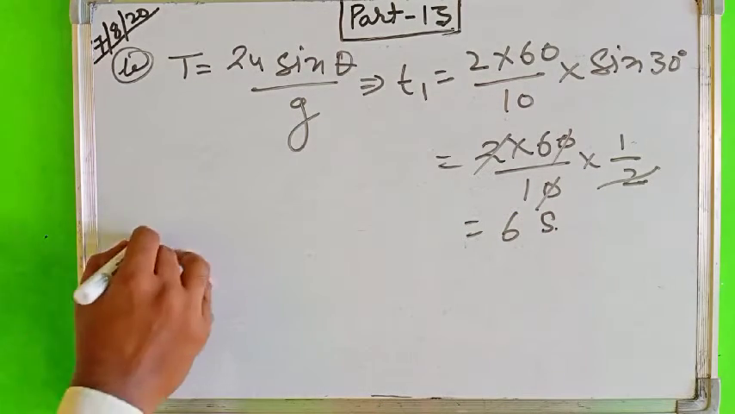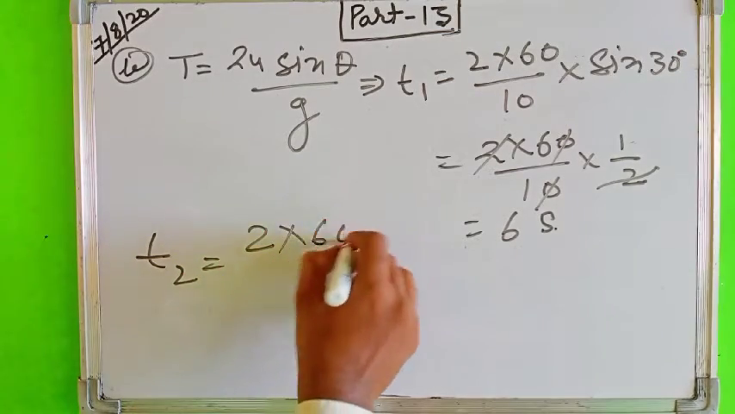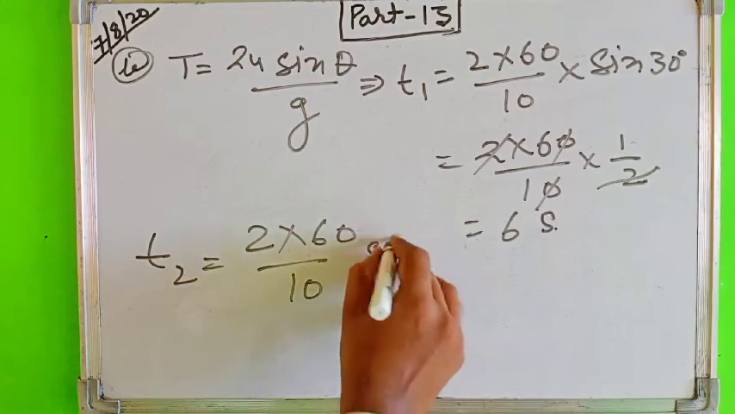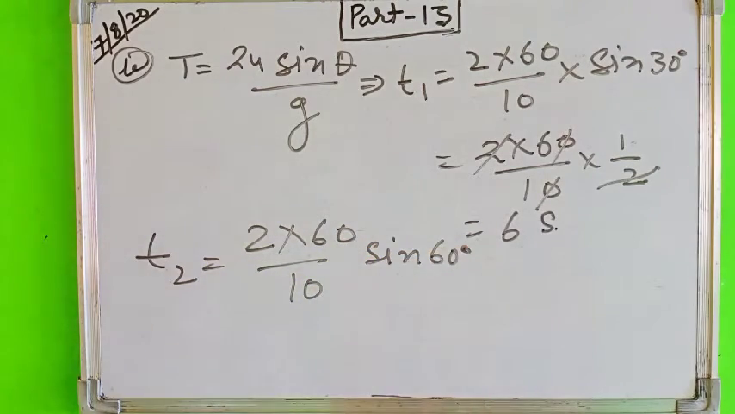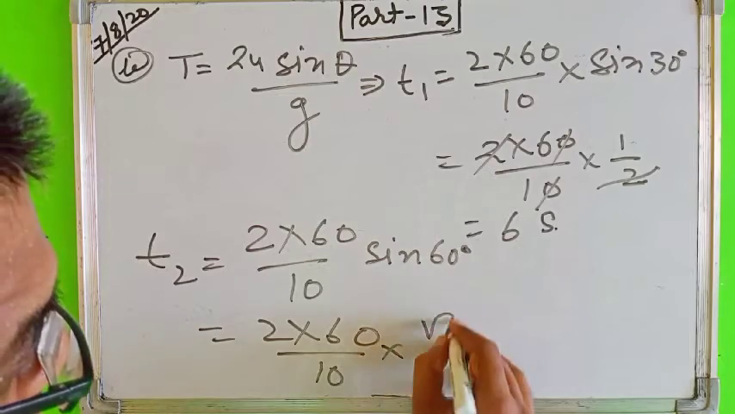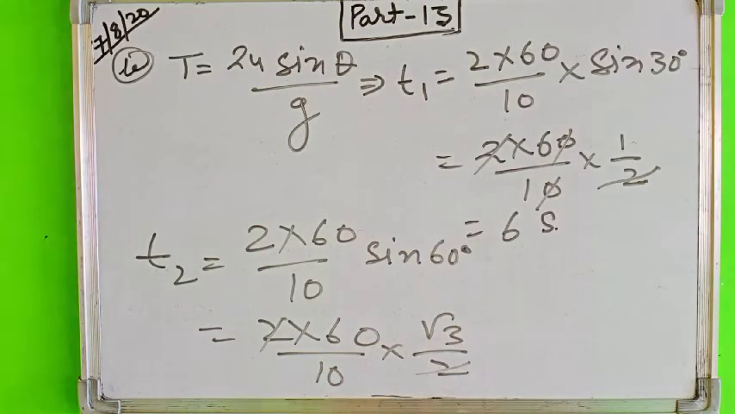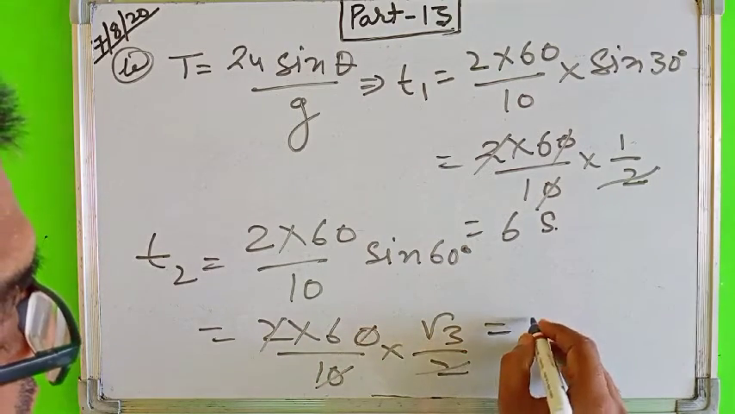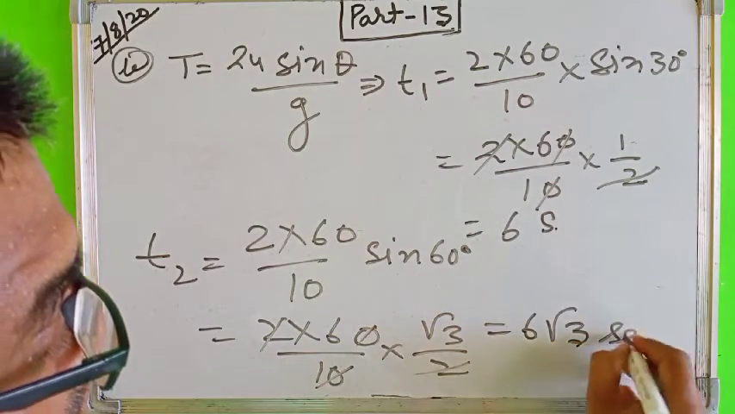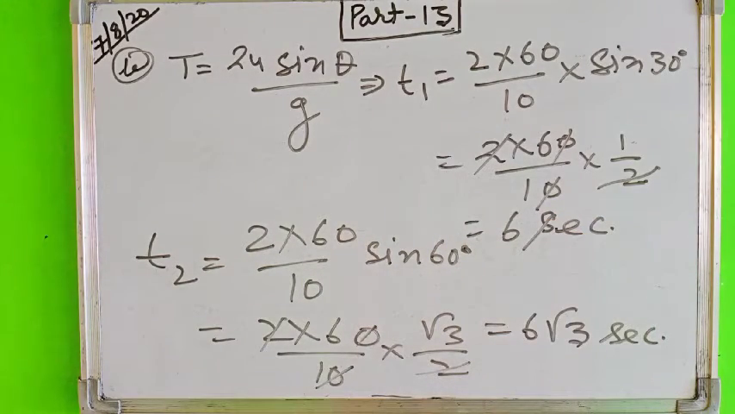This is the value of T1, and T2 is equal to 2 into 60 upon 10 into sine 60 degree, which is √3 by 2. 2 into 60 upon 10 into √3 by 2 is equal to 6√3 seconds. 6 seconds and 6√3 seconds. These are the two times of flight.